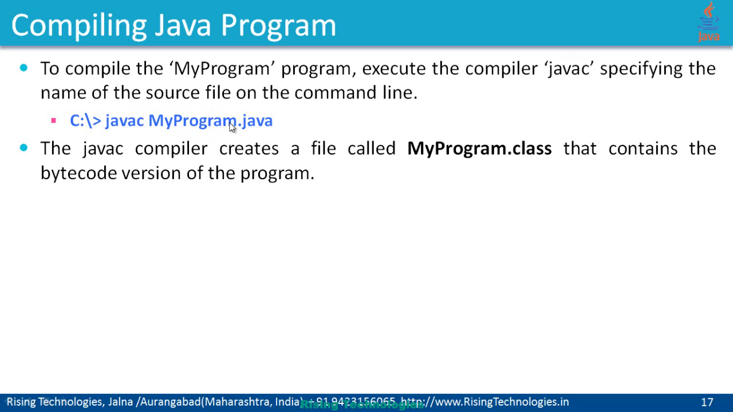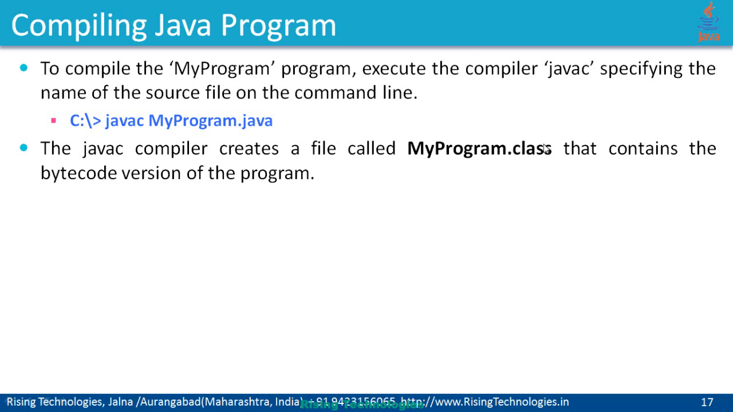and the name of our file is myprogram.java. So the javac compiler is going to create a file called myprogram.class, and this file actually contains the bytecode version of the program. We have just discussed that when you compile your program using the Java compiler, it does not create executable code. Java compiler generates only bytecode, and that bytecode resides in a file with the name extension .class.